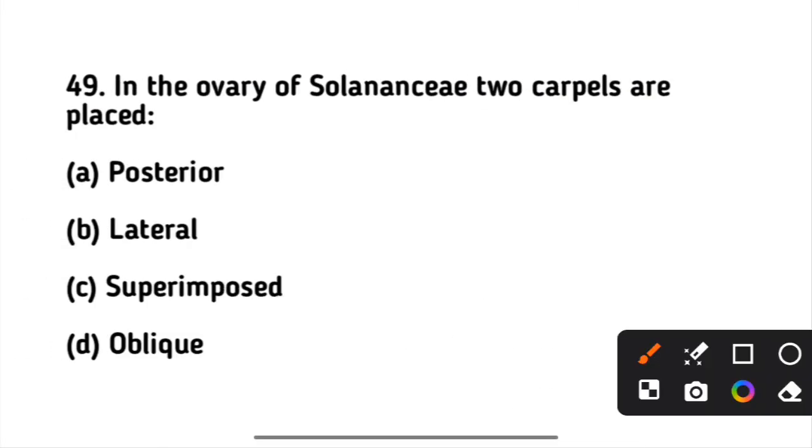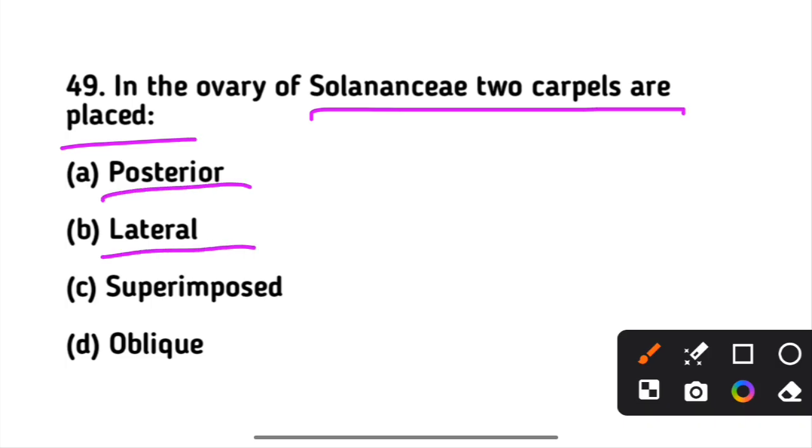In the ovary of Solanaceae, two carpels are placed: posterior, lateral, superimposed, oblique. Option D is correct, oblique. In the ovary of Solanaceae, two carpels are placed obliquely.